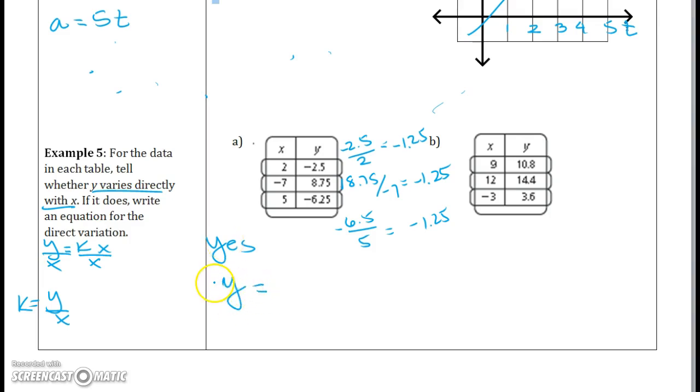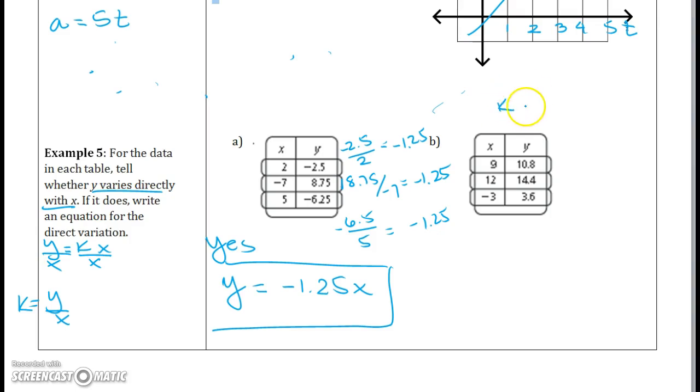Remember, y equals kx, where k is your constant. What is this constantly being? Negative 1.25 times x. That is your direct variation equation. Remember, y over x has to be some constant number. Constant, constant, constant. What is it? Constantly negative 1.25. Okay, let's check it out for part B and see if it works.